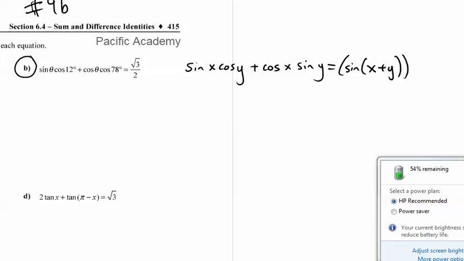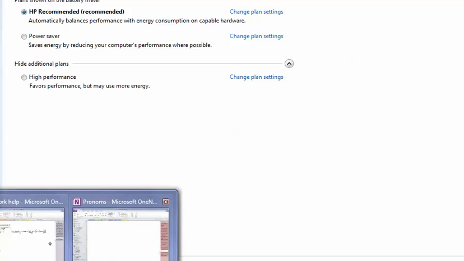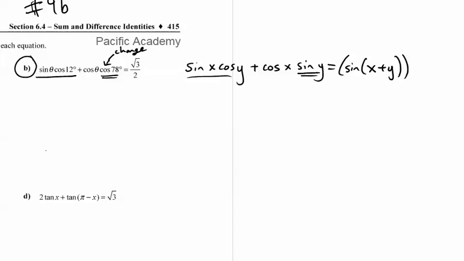So we have this sine cos term here, but what we don't have is the second sine. So maybe we can change this one. So let's draw the triangle. If we draw a basic triangle that has a really small angle, 12 degrees, that's a 90-degree triangle, then this angle here is going to be 78, because 78 plus 12 is 90.